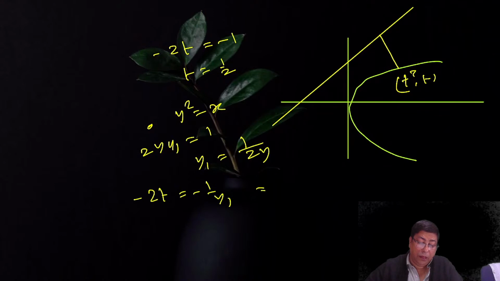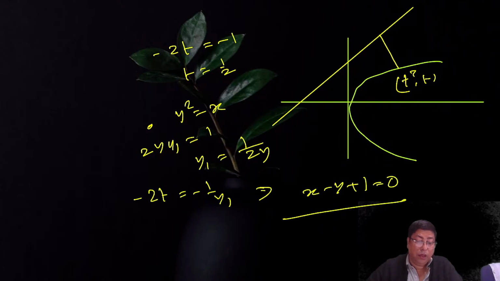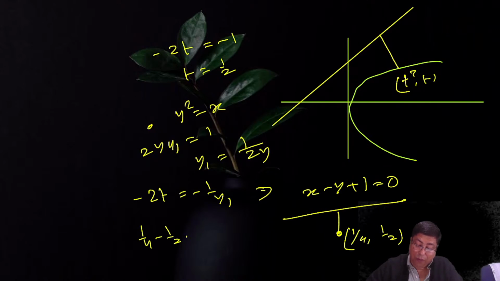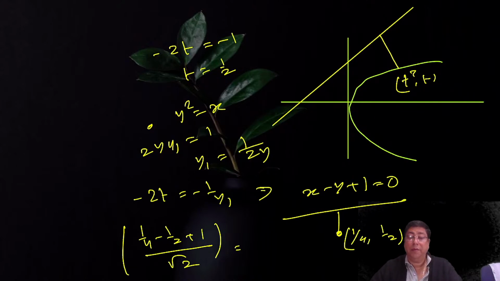Therefore, the equation is x minus y plus 1 equal to 0, and if the point is (1/4, 1/2), the shortest distance is 1/4 minus 1/2 plus 1 by root over a square plus b square. 1 minus half is half, 1/4 plus half, so it is 3 by 4 root 2. This is the final answer.